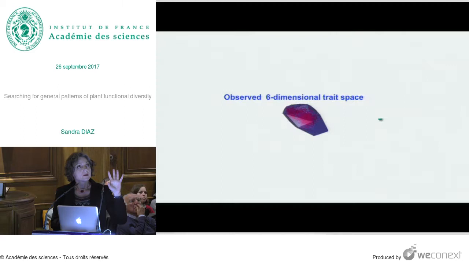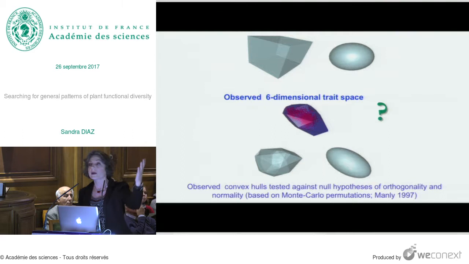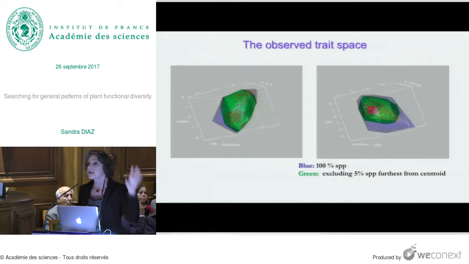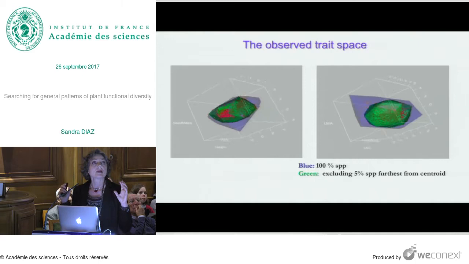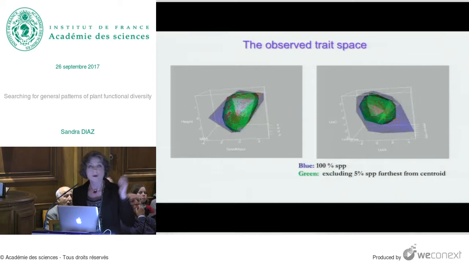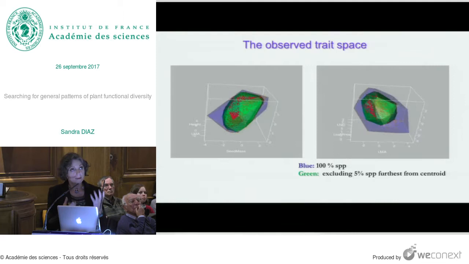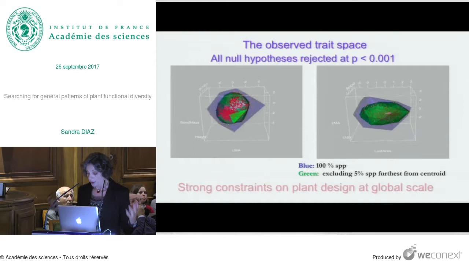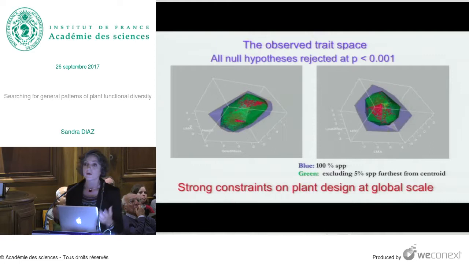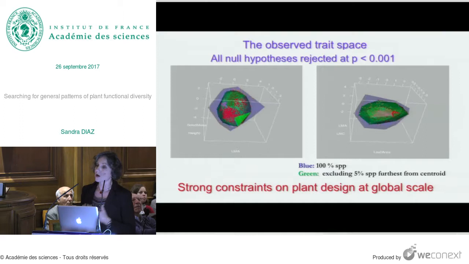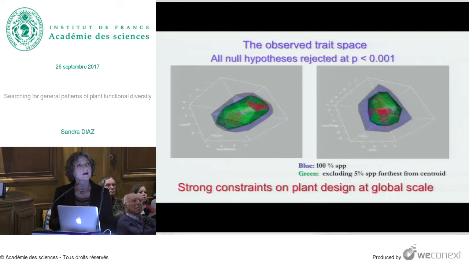So we constructed that functional space and we compared it to a number of null models. And this is how the functional trait space for all vascular plants on the planet looks like. Unfortunately, I cannot show you in all six dimensions. I can only show 3 dimensions at a time. But the important lesson here is that this observed global plant trait space is significantly different from all the null models, strongly indicating strong trade-offs and constraints in fundamental vascular plant design. And to our knowledge, this is the first time it was tested formally.